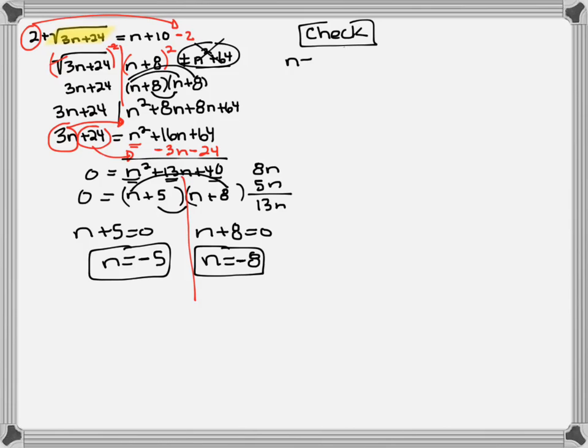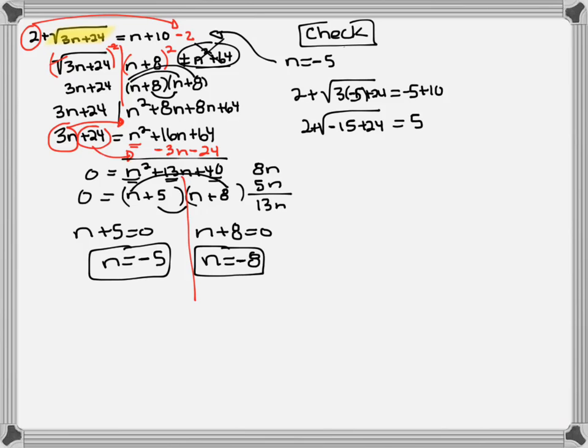So let me try n equals -5. I'm going to substitute that back into my original equation. So everywhere I see an n, I'm going to substitute a -5. So 2 plus 3 equals 5. So that checks. So n equals -5 is an answer.